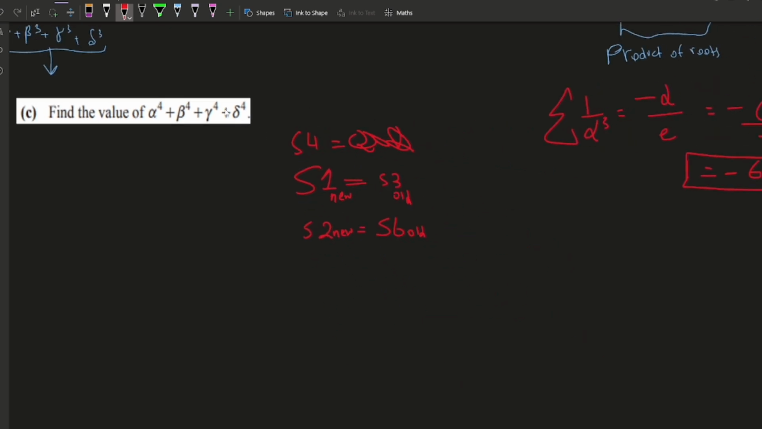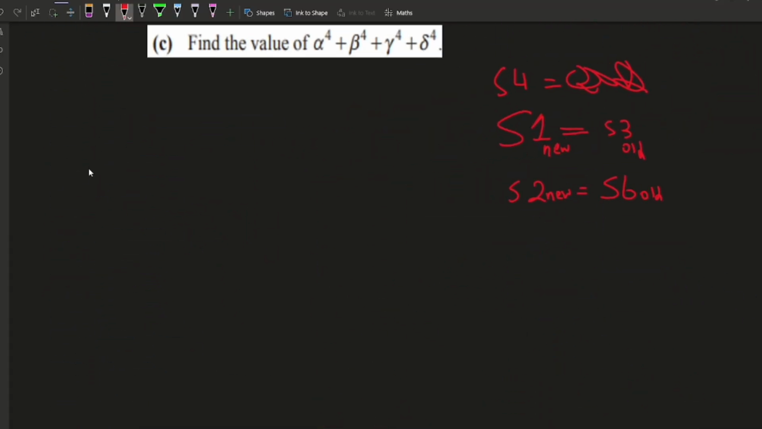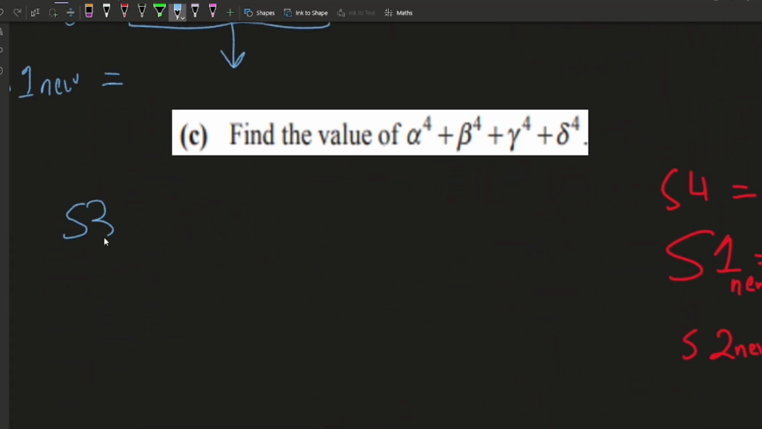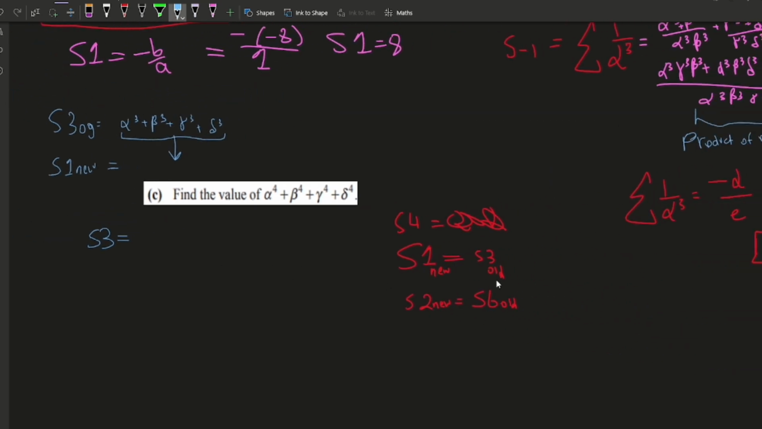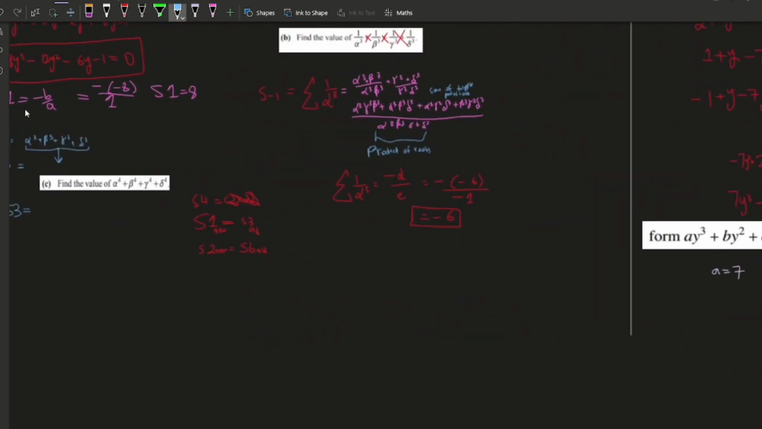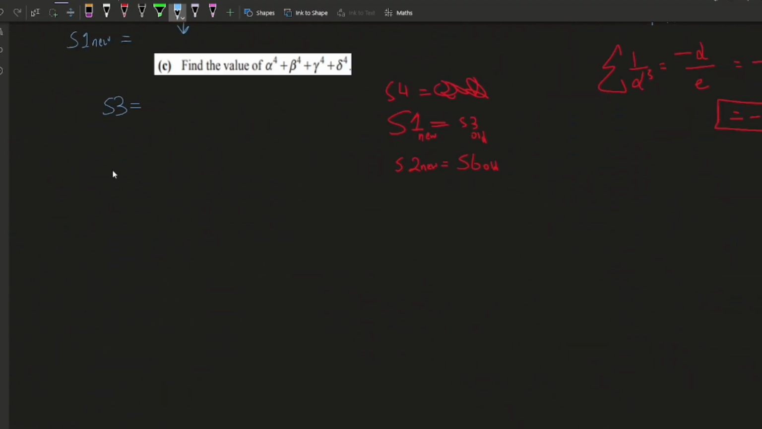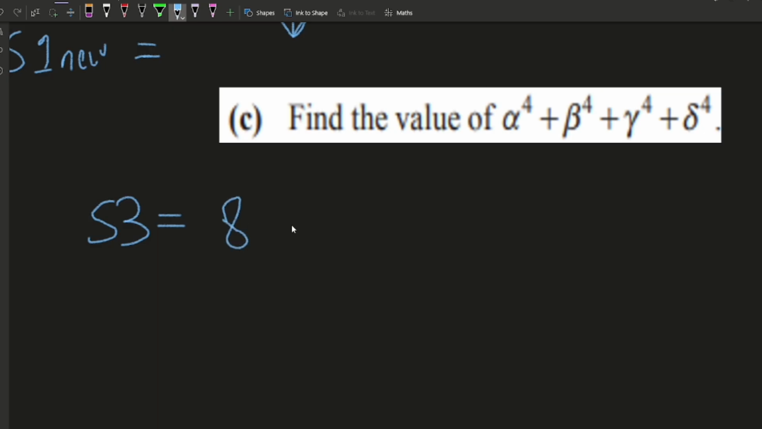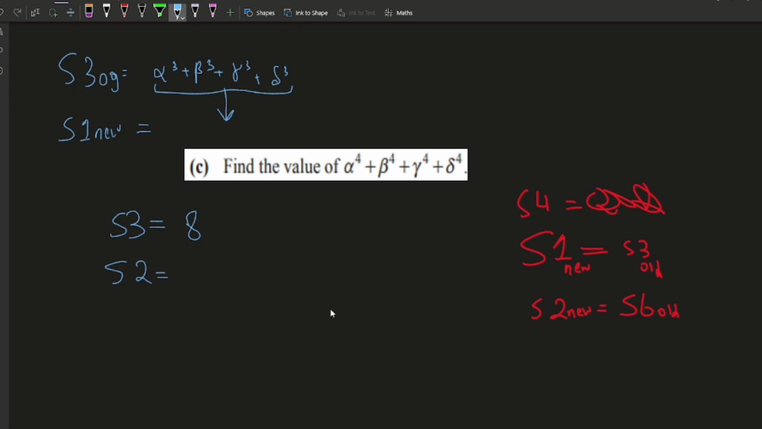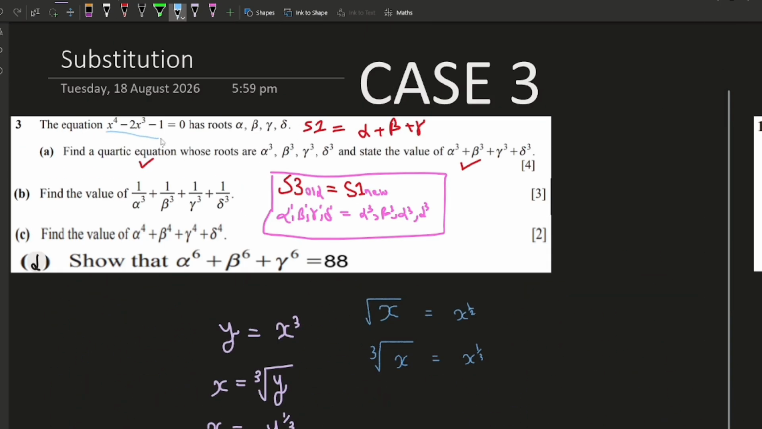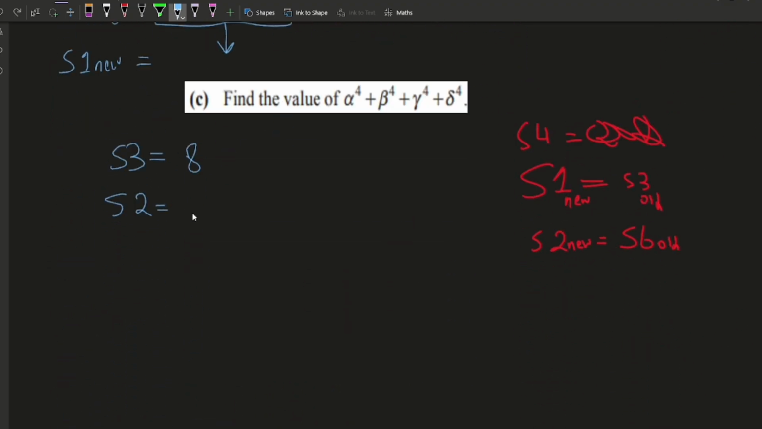So we will use the recurrence we learned in the last class here. We already know the value of S3. S3 is equal to S1 of new. What is S1 of new equal to? S1 of new is equal to 8. So S3 is equal to 8. Now S2 of our original equation. Original equation was this one. This is our original.